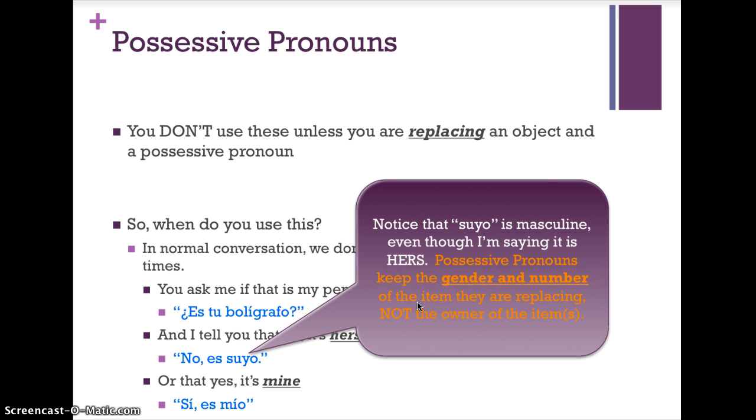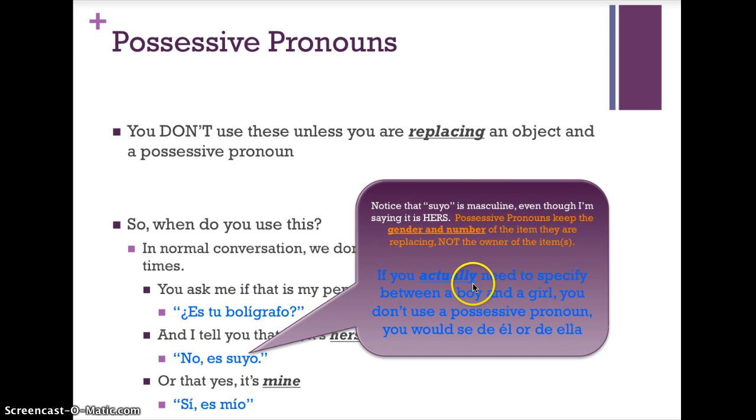So if you wanted it to be clear that it was hers, you would actually go back to the de modification and say, es el bolígrafo de ella. And that should say S-A-Y and not S-E. I'm sorry about that. Too much Spanish.